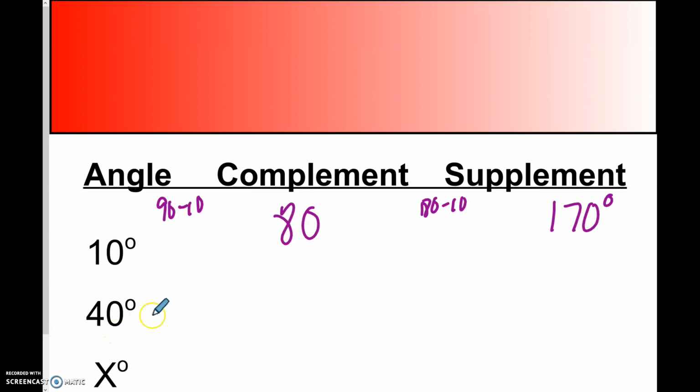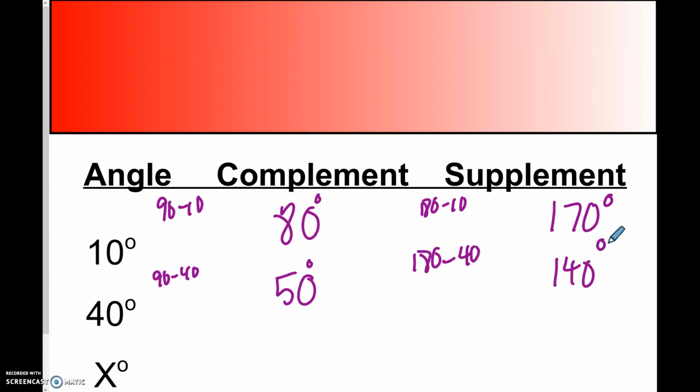All right, if one angle is 40, what's the complement? Well, we're going to do 90 minus 40, so we get 50. If we're going to find the supplement, we're going to do 180 minus 40, so we're going to get 140 degrees.